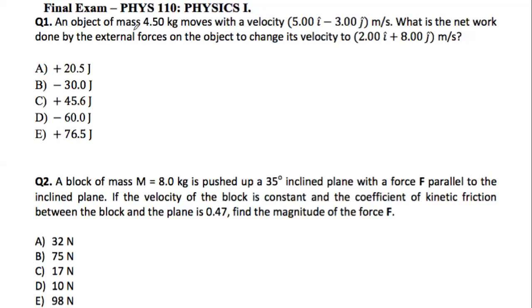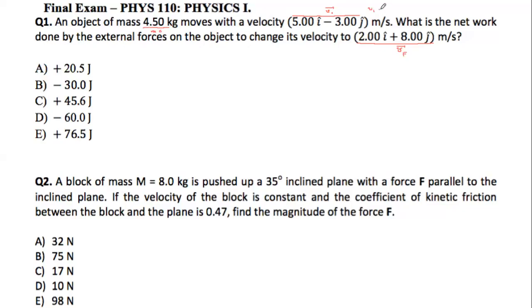The first question is an object, and I give you the mass of the object. This is m, 4.5. I give you the initial velocity, you see. So you can get the speed, the initial speed. And then I asked you, what is the net work done by the external force on the object to change its velocity to this? So this is the final velocity, v final. This is the initial velocity, v initial. So you know how to get the speed, right, from the velocity.